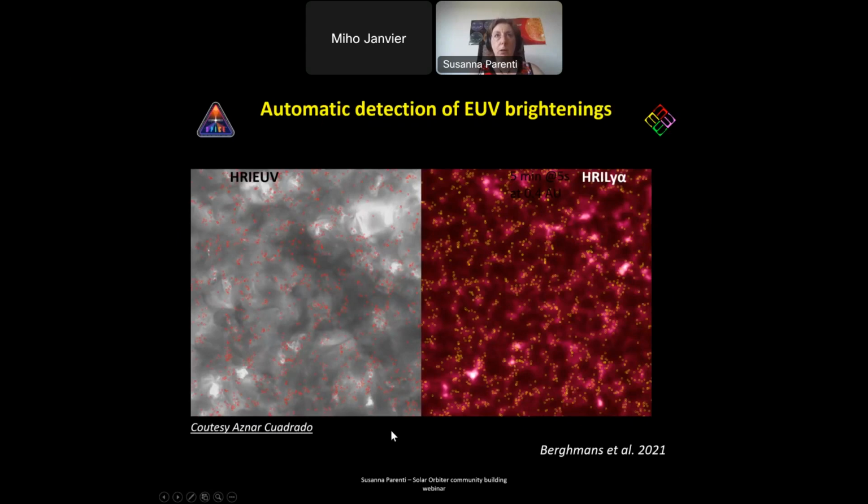Okay, so I'm back on the quiet Sun with the HRI-UV image and Lyman alpha. You see all these dots here are all the small-scale brightenings that have been detected with an automatic procedure, which is published in Berghmans et al. So this was the first paper that highlights the presence of these small-scale brightenings.